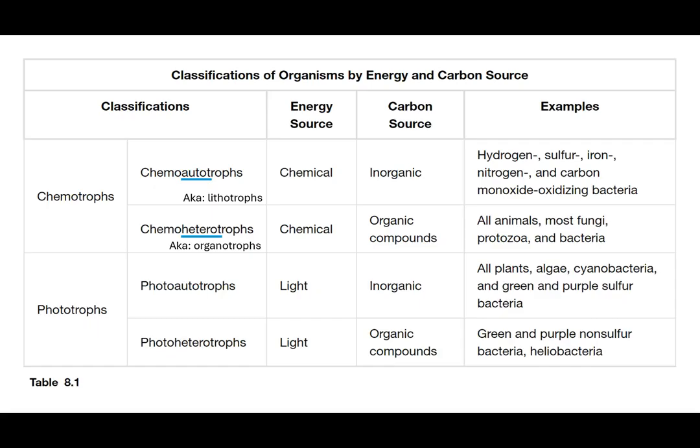So organisms, all living organisms, not just microbes, can be classified by where they get their energy and where they get their carbon from. So we have two main groups, chemotrophs and phototrophs. Chemotrophs are going to get their energy from chemical sources of some sort. Phototrophs are going to get their energy from light sources in some way. We can further break down both of these classes into autotrophs and heterotrophs. Auto means self, hetero means different, or other.